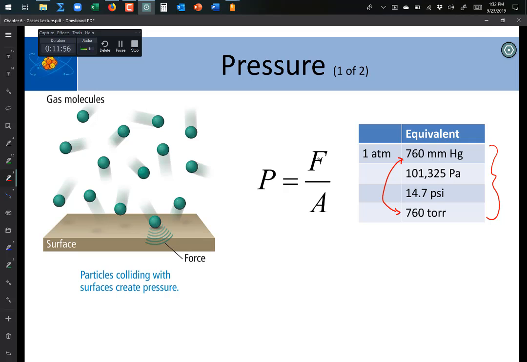There are a couple other units that should be familiar to you. One is the PSI. What's PSI? Pounds per square inch.